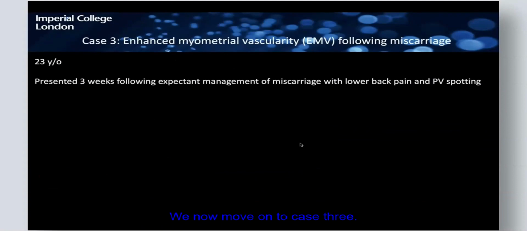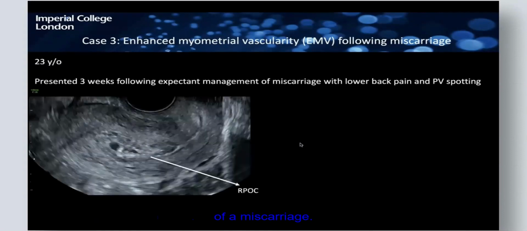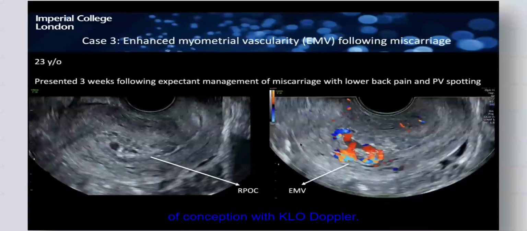We now move on to case 3. This patient is 23 years old, and she presents with lower back pain and spotting 3 weeks following the expected management of a miscarriage. We can see disrupted endometrial contents in this longitudinal view of the uterus, and these are consistent with retained products of conception.